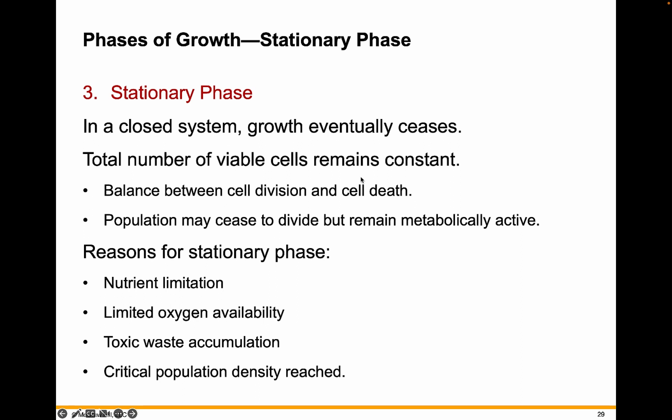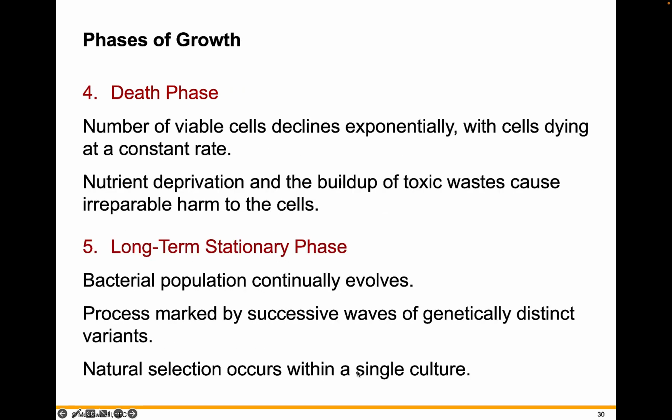And why do we reach the stationary phase in a closed system? Because remember the nutrient limitation and also limited oxygen availability, because oxygen is not very soluble in the liquid media. So even when we use agitation or oxygenation, there is still limited oxygen availability, and gradually there will be toxic waste accumulation. And as we said, if a critical population density is reached, essentially the cells will cease dividing, and that is observed in the stationary phase.